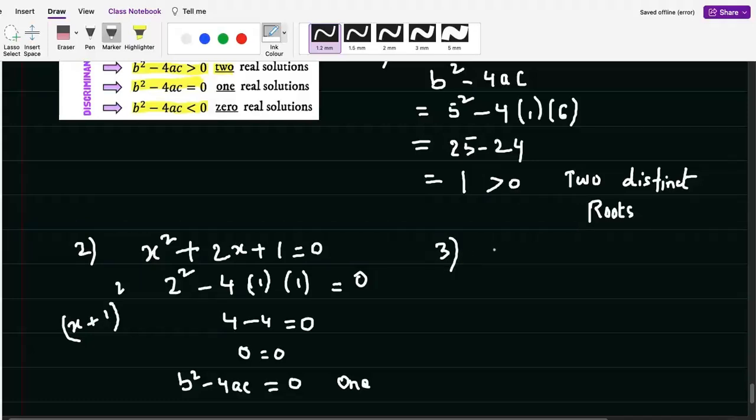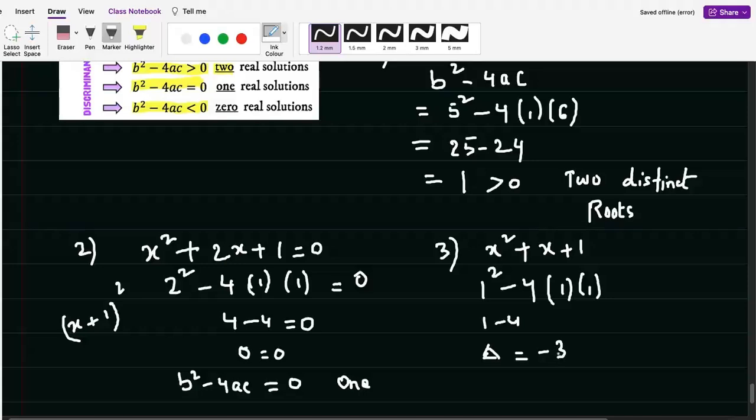Third one, if you have x square plus x plus 1 and you are finding the discriminant of this quadratic equation, it comes 1 square minus 4 into 1 into 1. So that will be 1 minus 4. That is, the discriminant is negative 3. Whenever we have the discriminant less than 0, it means there are no real roots. 0 real solutions, no real roots.